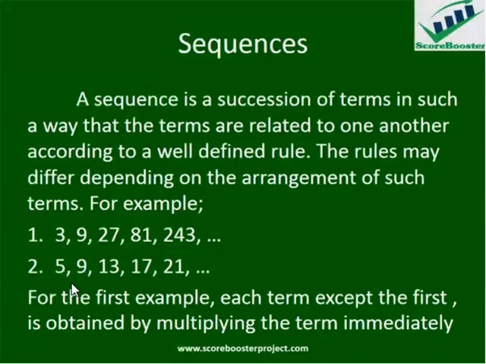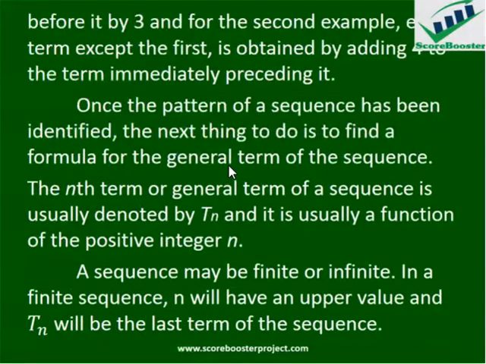For the first example, each term except the first is obtained by multiplying the term immediately before it by 3. And for the second example, each term except the first is obtained by adding 4 to the term immediately preceding it. Once the pattern of a sequence has been identified, that is, the general rule is followed, the next thing to do is to find a formula for the general term of the sequence.